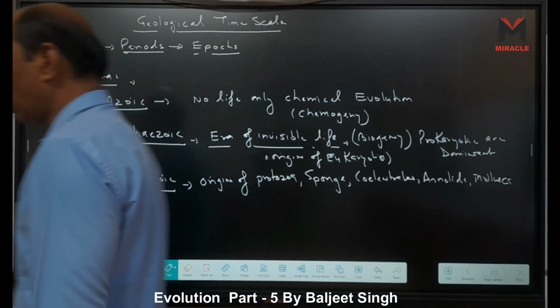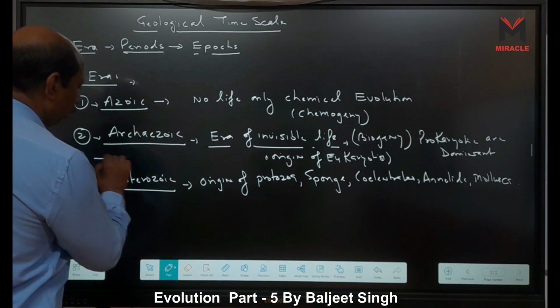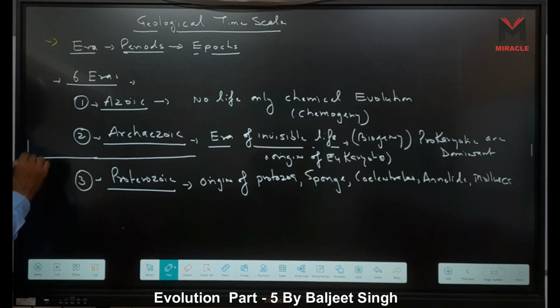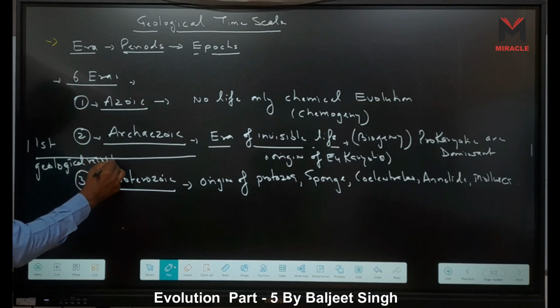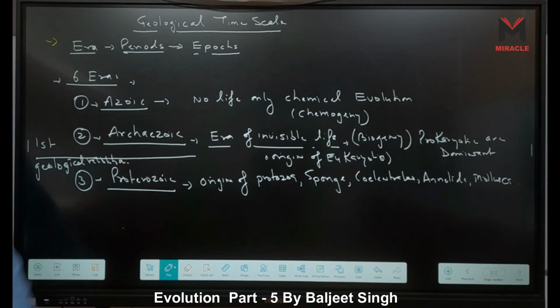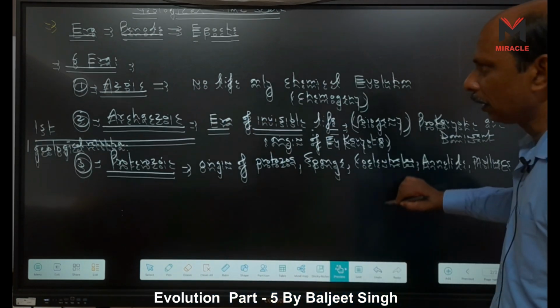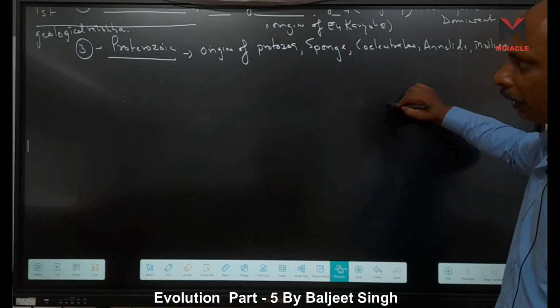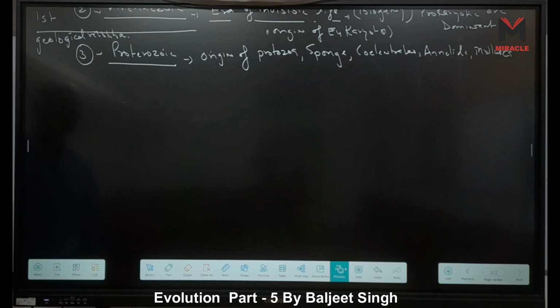Azoic, Archaeozoic, Proterozoic. After Archaeozoic, what happens here? A revolution is there. It is called the first great geological revolution. Then Proterozoic starts, and after Proterozoic, the second great geological revolution happens. Then the next era comes, and that is our Paleozoic era.